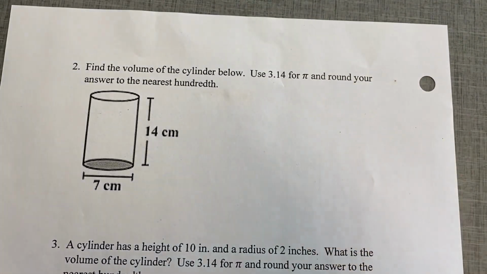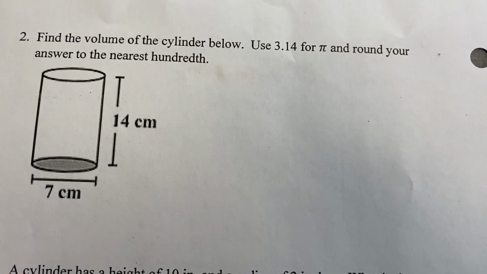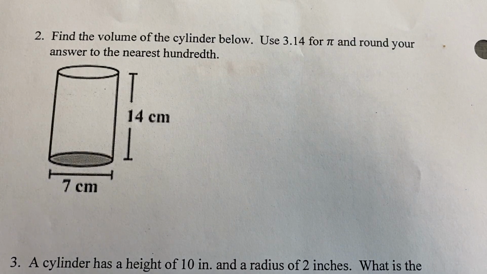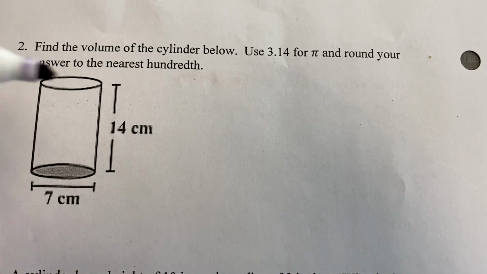Okay, number 2. If you guys can see this, let me zoom in a little bit more. Sorry for all the techie issues today. Okay, find the volume of the cylinder below. Same thing, use 3.14 for pi, round to the nearest hundredth. I think these are the same cylinders from the examples yesterday.